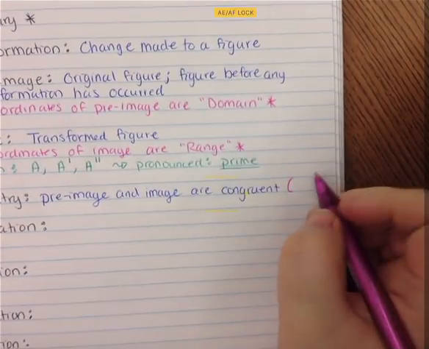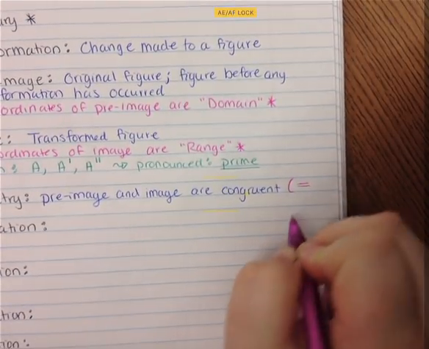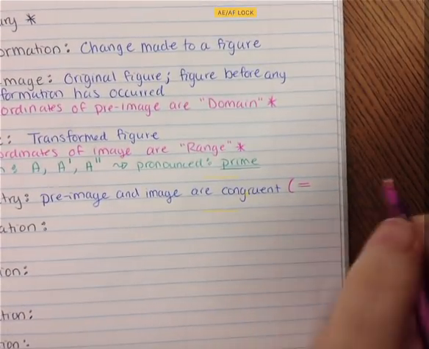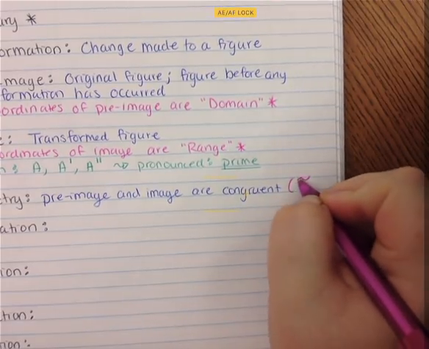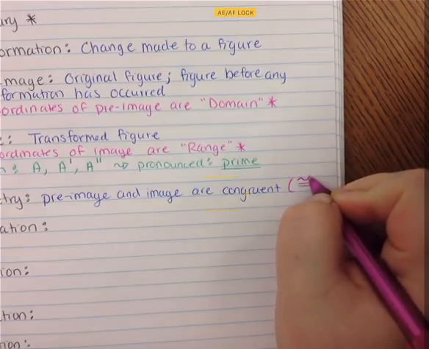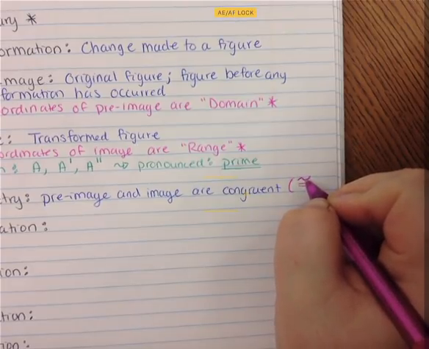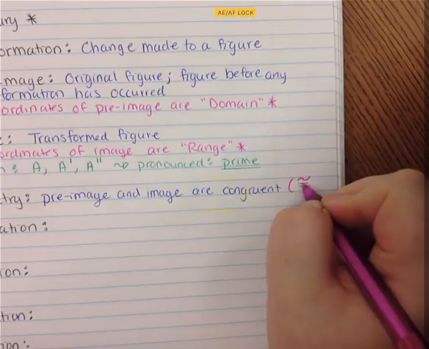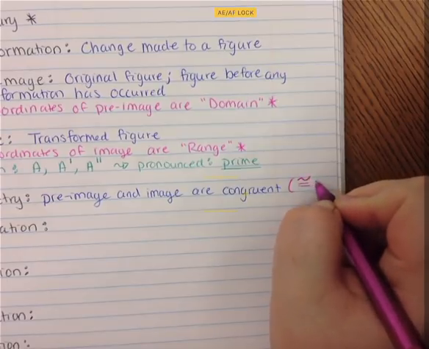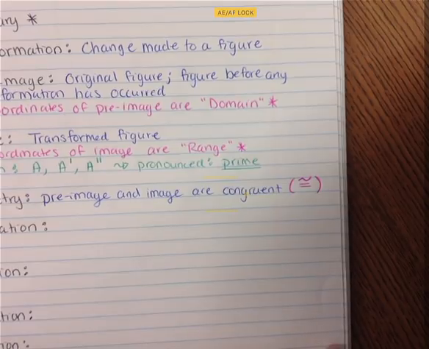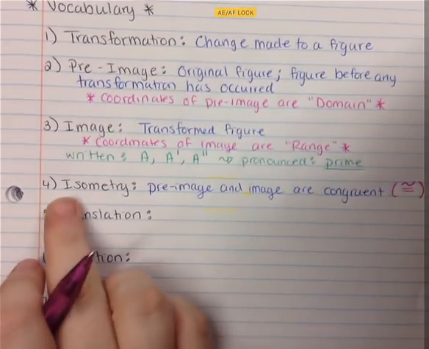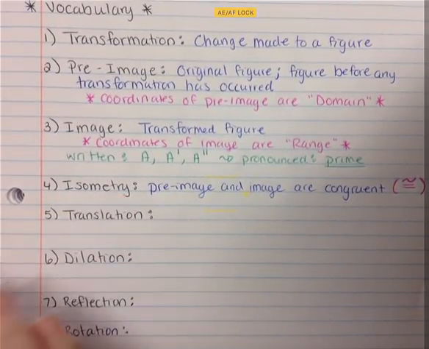So the symbol for it has the equal sign, so that it's the same size. It's not bigger or smaller than the other. But then you have a squiggle on top of it. That actually is the similarity symbol, which means same shape. So we have both the same size and the same shape to make them congruent. So if you have transformed it and one's bigger than the other, then they are not isometric. So isometry, we can call it isometric.